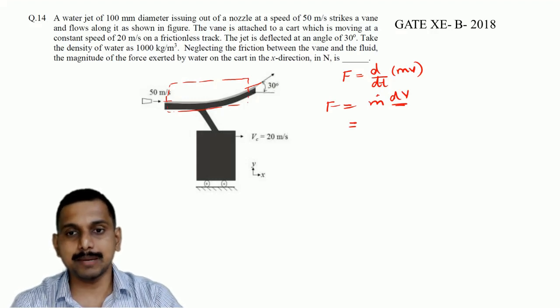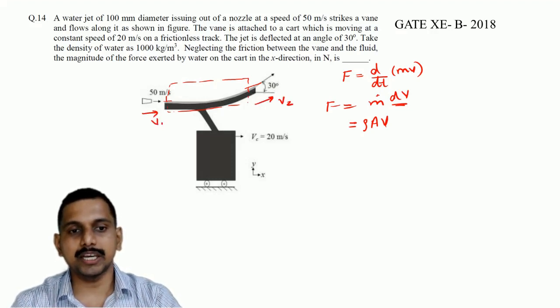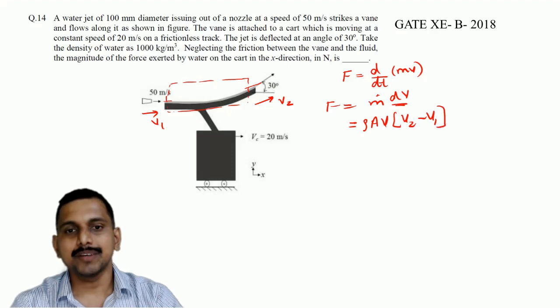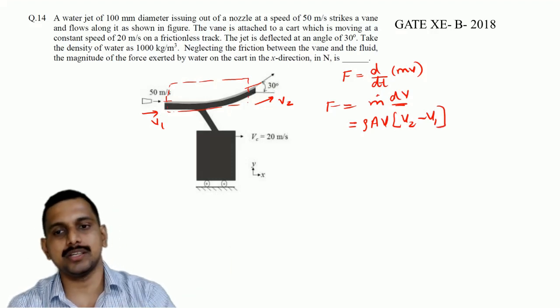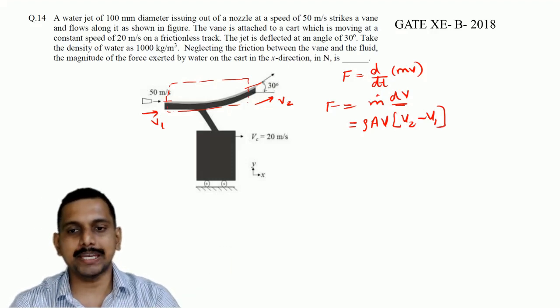So what is m dot? M dot is density rho into area into velocity. Now this may be v2 and this is v1 I will take. What is the velocity which is to be there? It has to be v2 minus v1, correct? dv is final minus initial, so it is v2 minus v1.